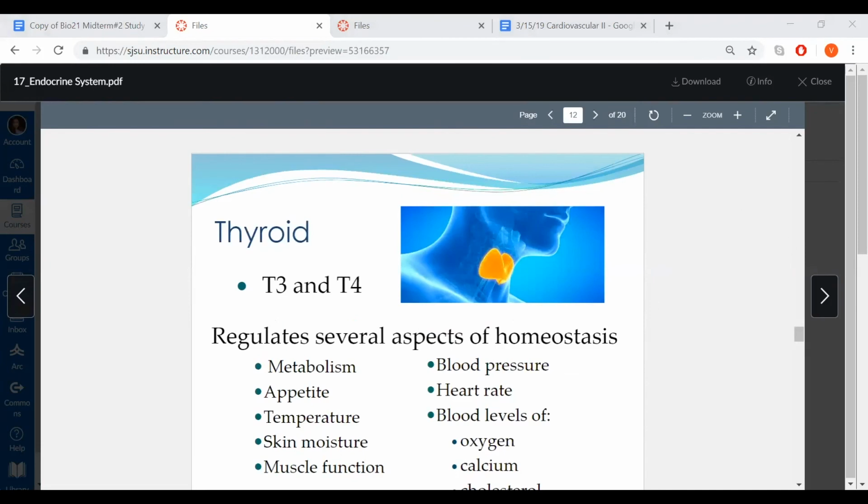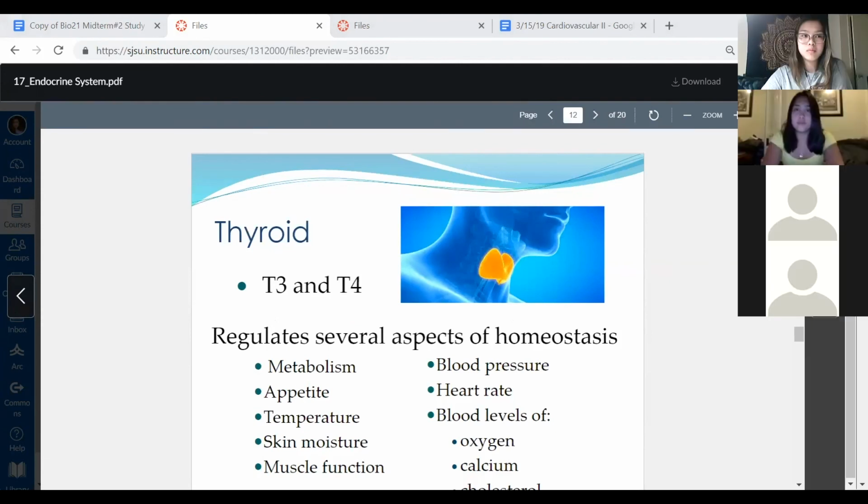If you guys want us to go over the first part, just let us know. Not like the first part meaning the nervous system, or the first part of the cardiovascular system, I guess. Just let us know. But that is all that we have.